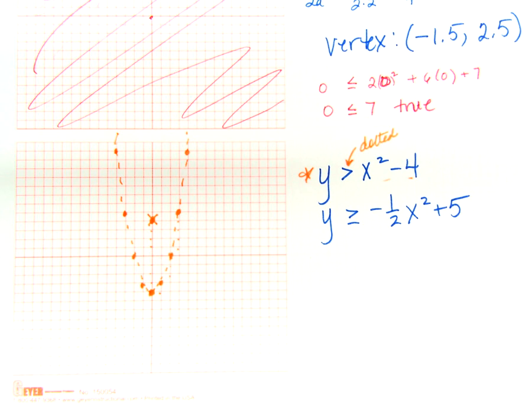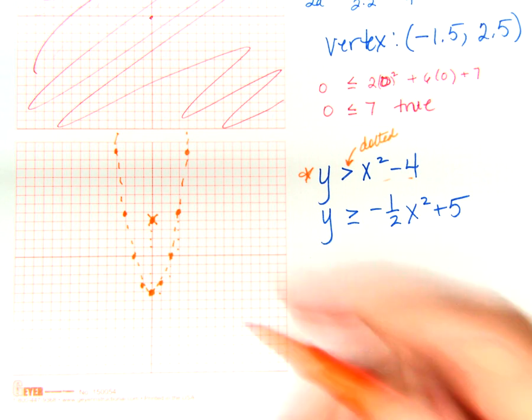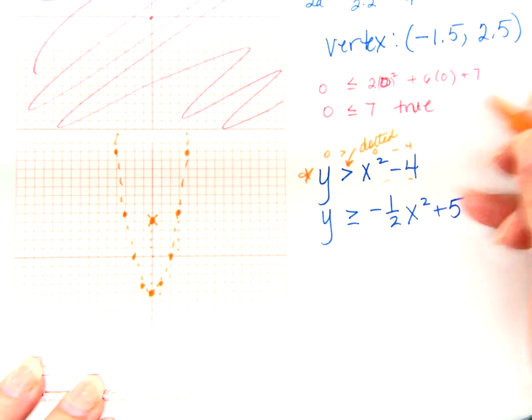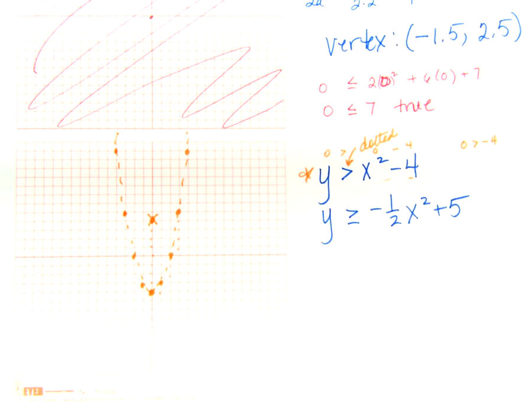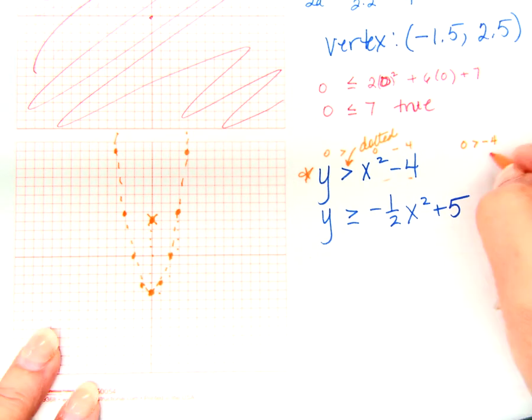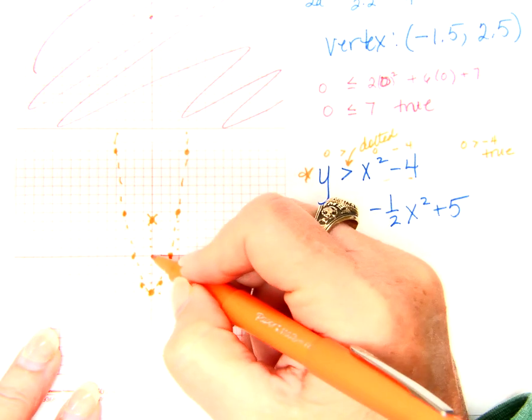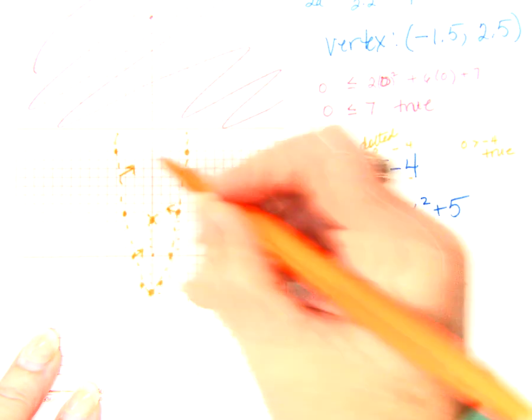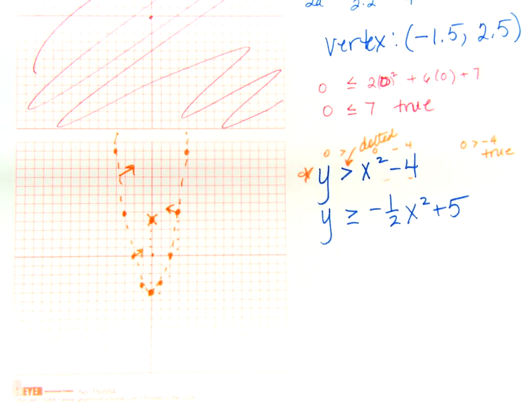Shading, inside or outside, right? Except this time, are we actually going to shade? No, we're going to decide where we will shade when it's time, right? Okay, if I choose 0, 0 is greater than 0 minus 4. 0 is greater than negative 4. That's true, right? If it's true, I shade toward where that point is. So in this case, I am shading inside. Okay? Again, I'm not going to shade yet because I only want to shade one time, right? You ready to go on to the second equation? Or second inequality, excuse me?